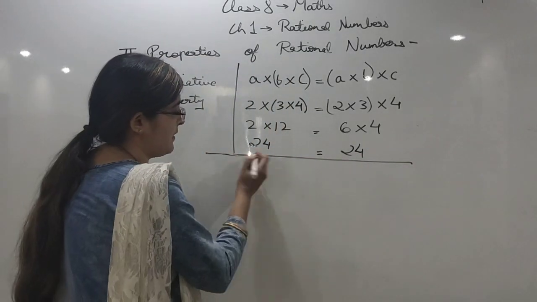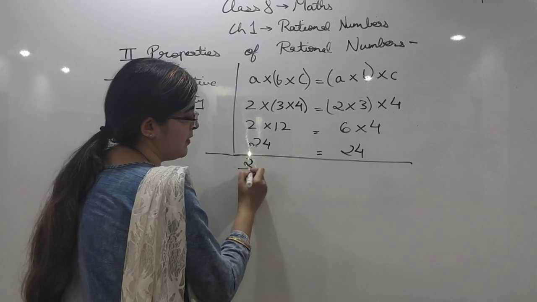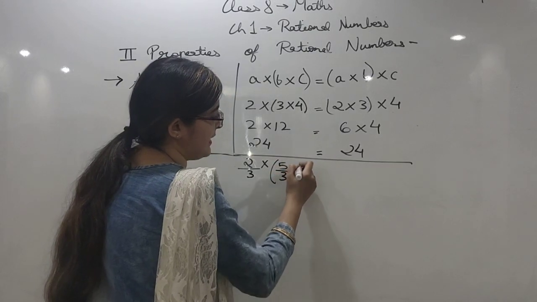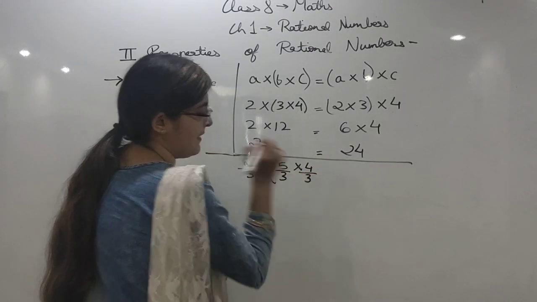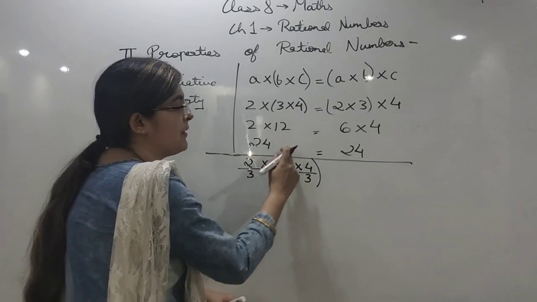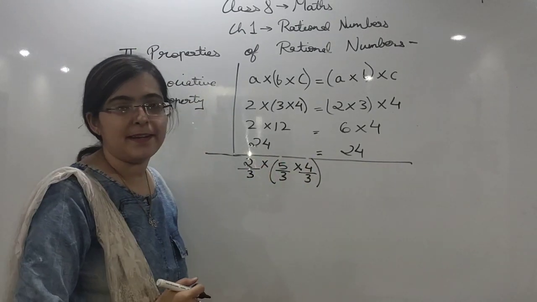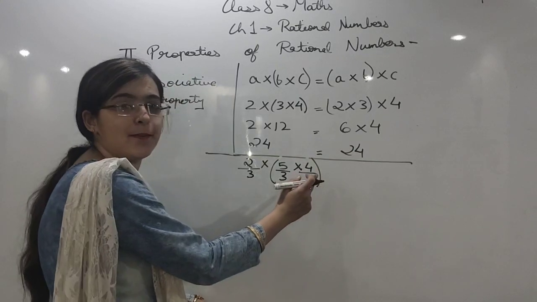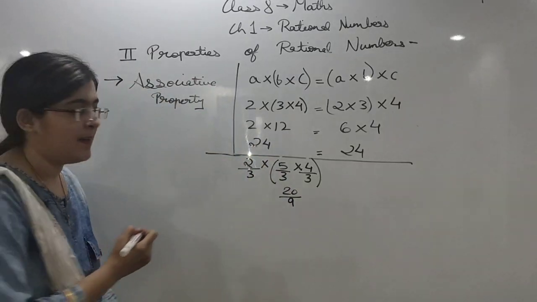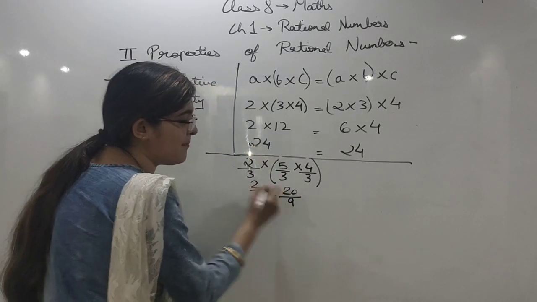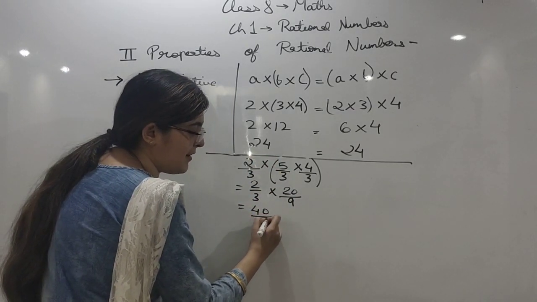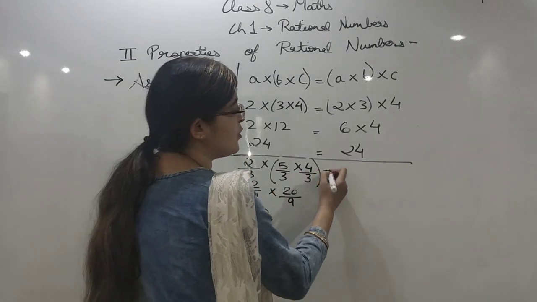Let's see. If I have written 2 by 3 into 5 by 3 into 4 by 3, what will be the answer here? First we will solve the bracket. Numerator into numerator and denominator into denominator. 5 fours are 20 upon 3 threes are 9. Here 2 by 3 is same. Now 2 into 20 will be 40. 9 threes are 27.